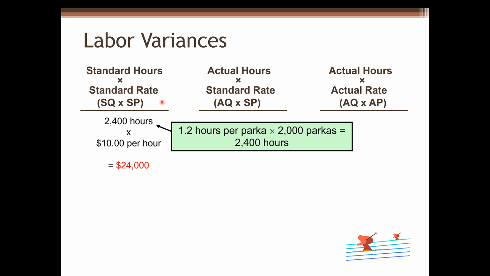Column 1, standard hours multiplied by standard rate. Standard hours are based on actual output, 2,000 parkas. For each parka, it requires 1.2 hours. So we can calculate the total standard hours to produce 2,000 parkas: 1.2 hours multiplied by 2,000 parkas, and we get 2,400 hours. Standard rate, $10 per hour. So we can calculate total flexible budget cost, $24,000.